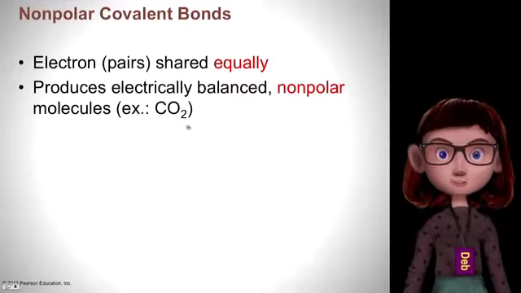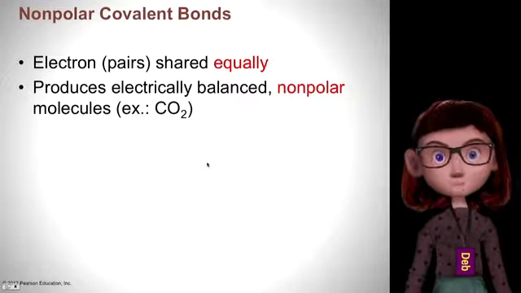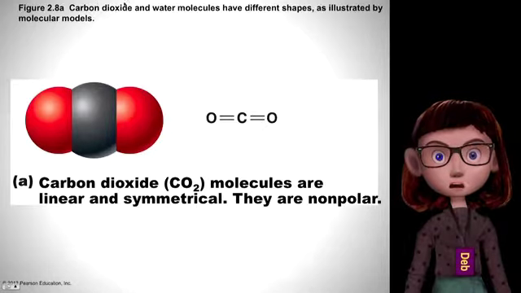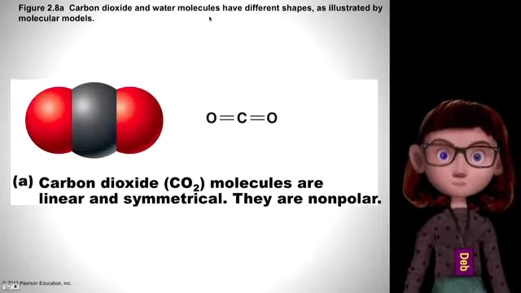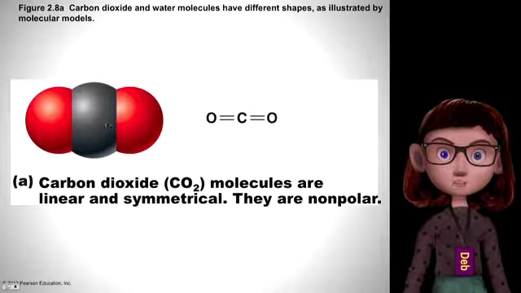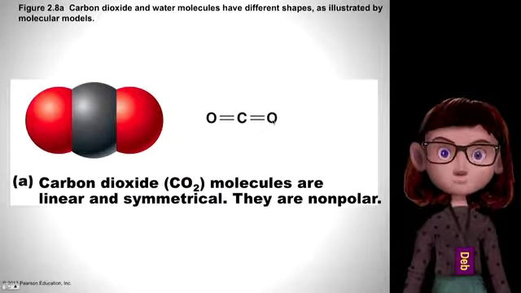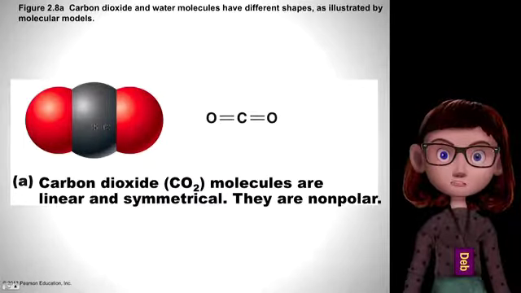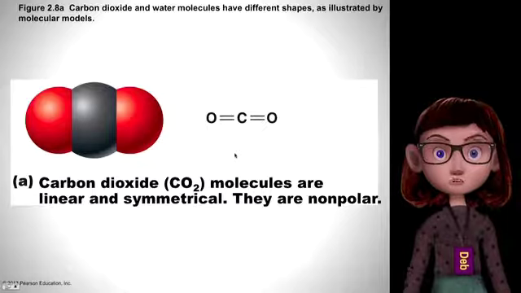There's another example that they're going to show you, and this is CO2, carbon dioxide. Carbon dioxide and water molecules will have different shapes. You'll see what the water molecule looks like in the next example. But here is carbon dioxide. The gray is the carbon atom, and the red represents oxygen atoms. This is called a space-filling model. So these are linear molecules.